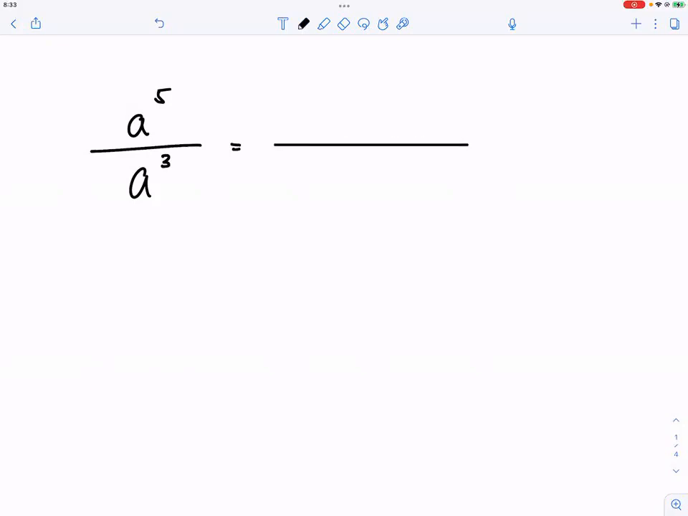We pretty much employ the same method that we had last time. Well, what's a to the fifth? A to the fifth means a times a times a times a times a, and a cubed means a times a times a. So when you see all these a's right here, what can you do? You can reduce them, right? So that's how you have a squared.